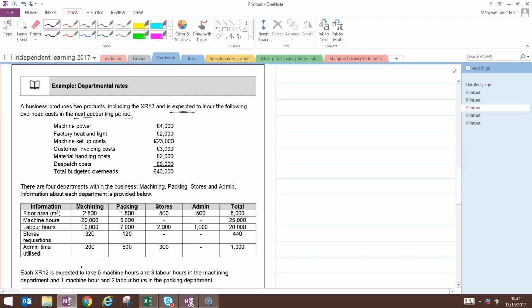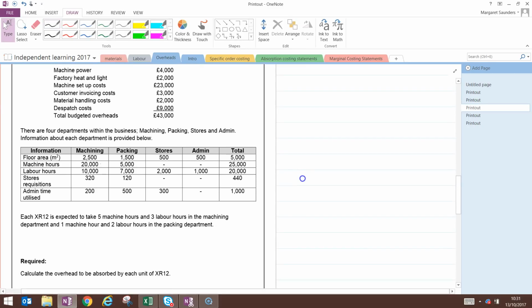A requisition is a request. So 320 stores requisitions by machining tells you that in the period it is expected that the machining department would make 320 requests to the stores for the stores to issue material. And the packing department would make 120 requests to the stores to issue material. And finally we're told the admin time utilised.